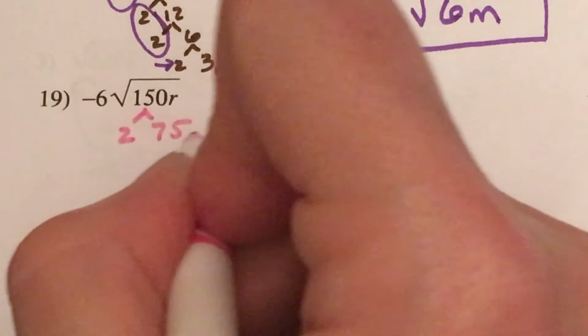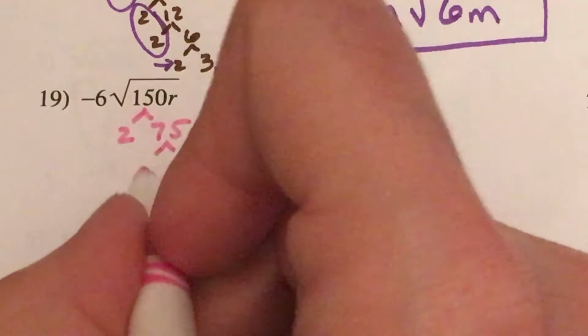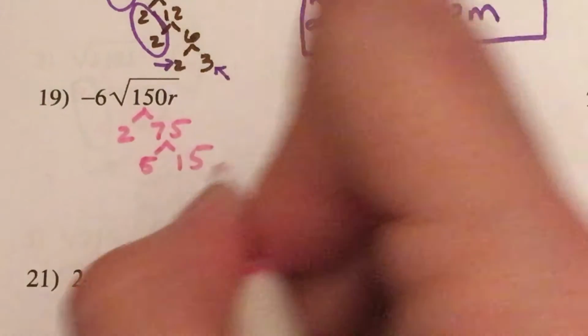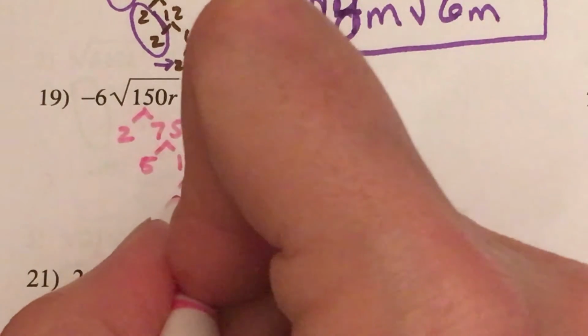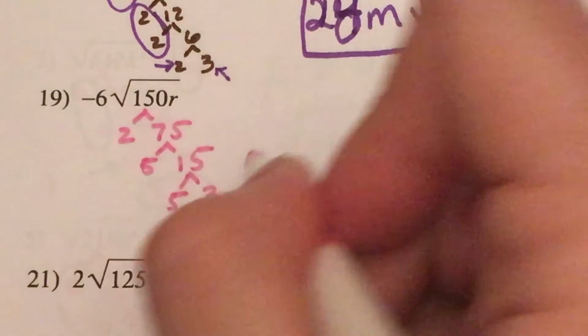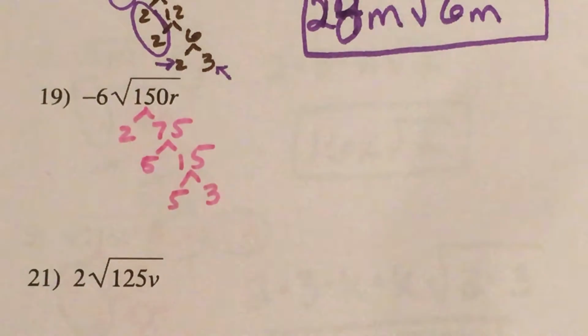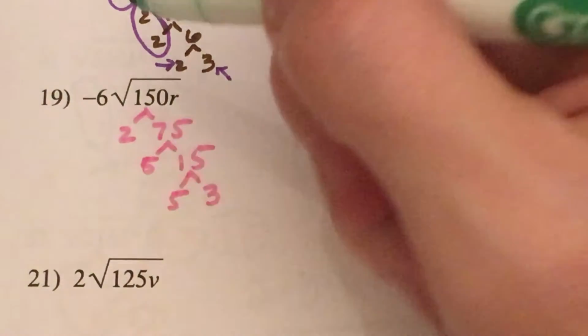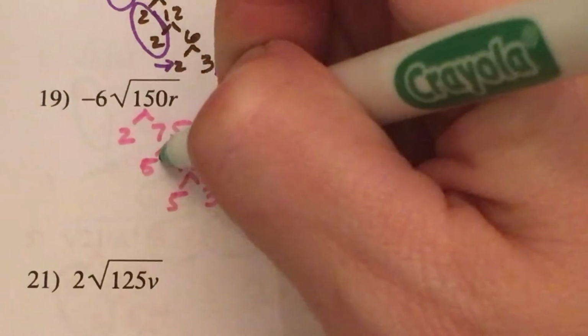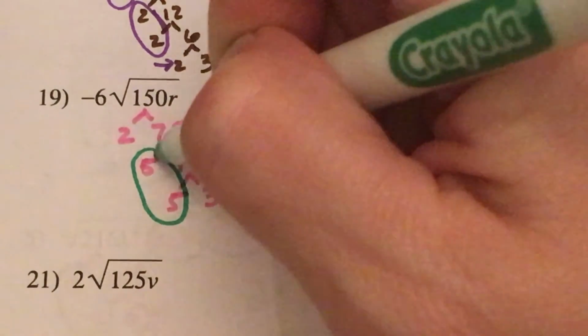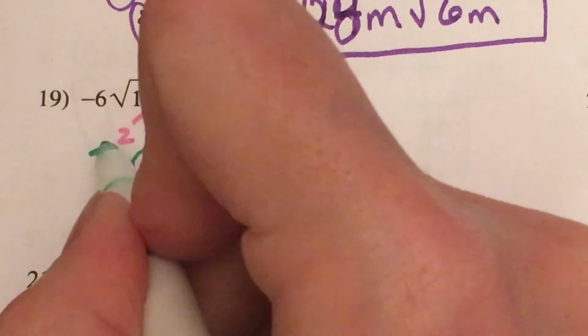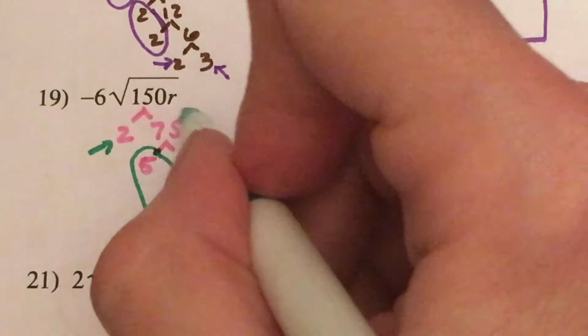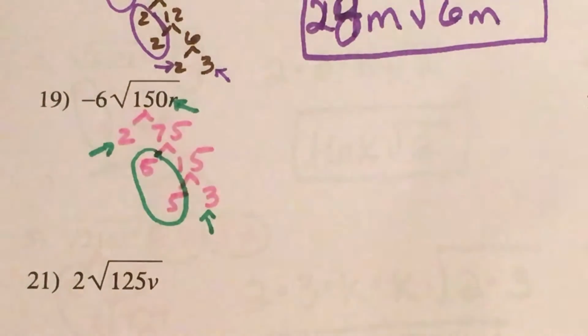150 comes from 2 and 75. 75 ends in a 5. So that's 5 and 15, which comes from 5 and 3. So here, I have a bundle of 5s, but I don't have any other bundles. I have a leftover 2, a leftover 3, and a leftover r.